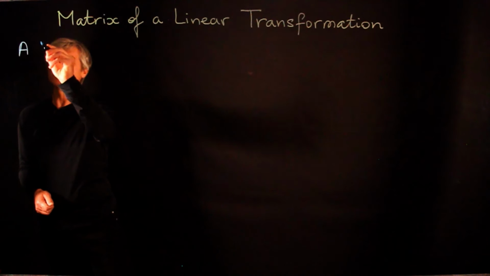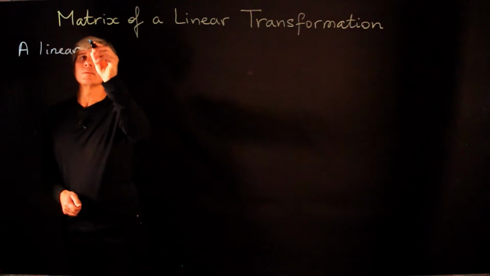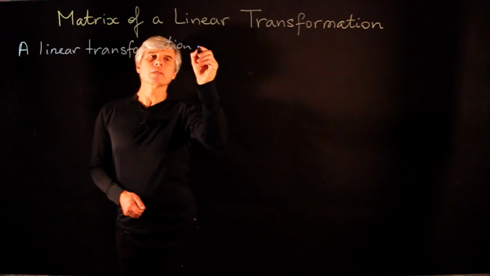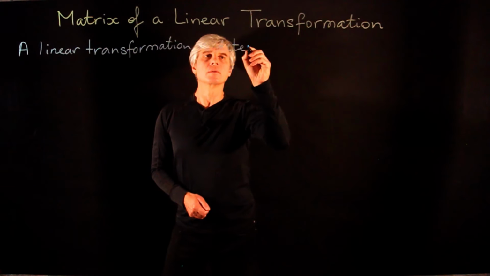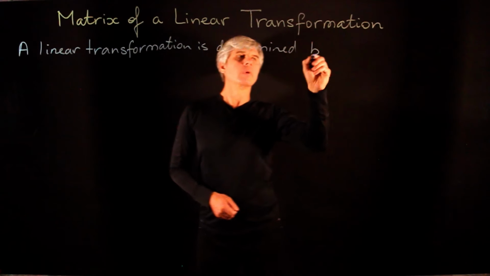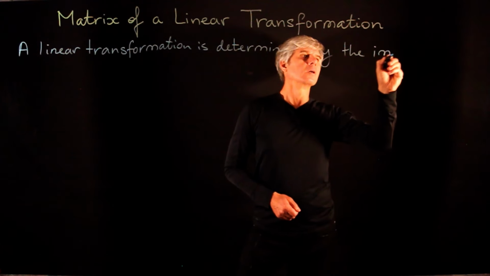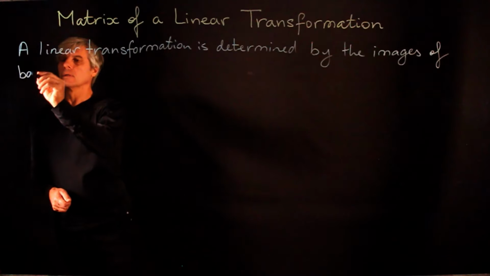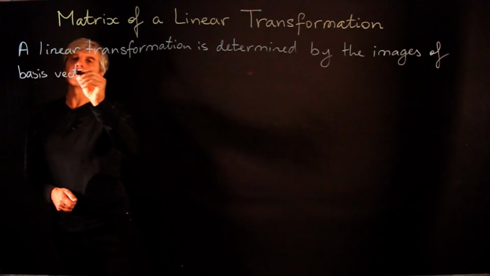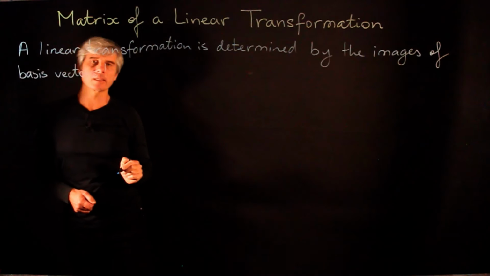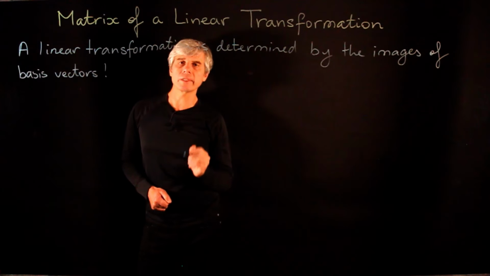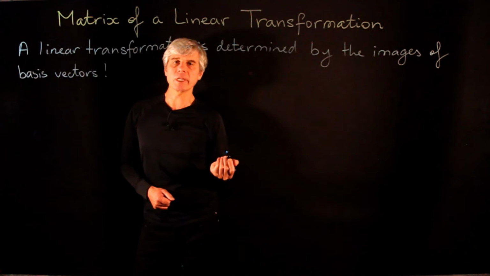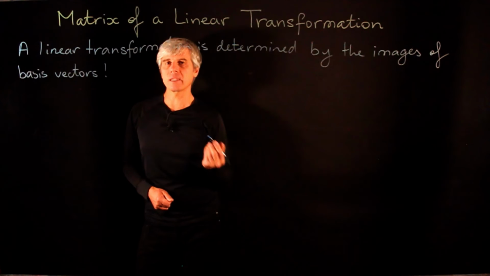A linear transformation is determined by the images of basis vectors. So this means that if we know what a linear transformation does to basis vectors, then we can tell what the same linear transformation will do to any vector.